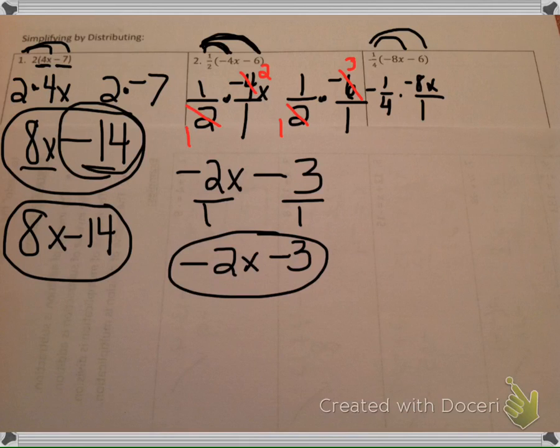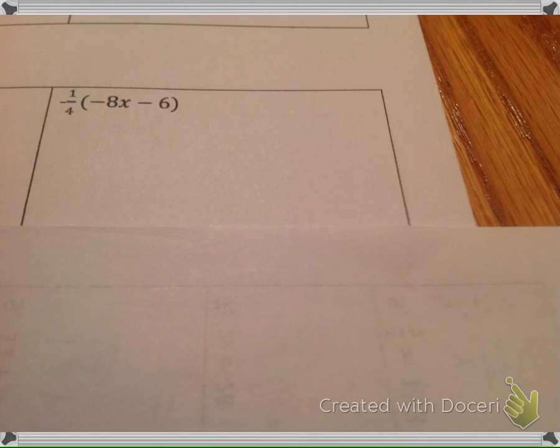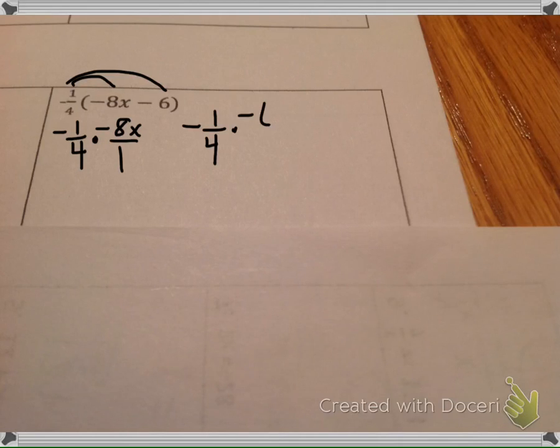So again, you're going to multiply negative 1/4 times negative 8x and negative 1/4 times negative 6. Proper to say hello to everybody in the house. You're going to multiply by everybody in the parentheses.